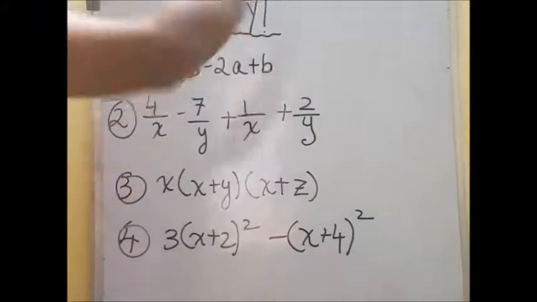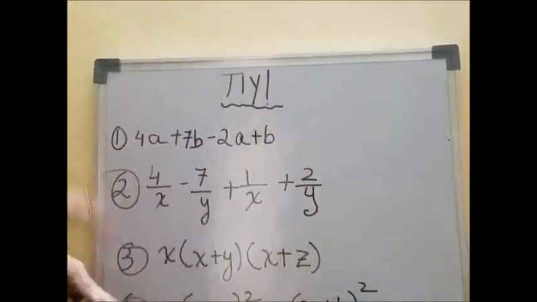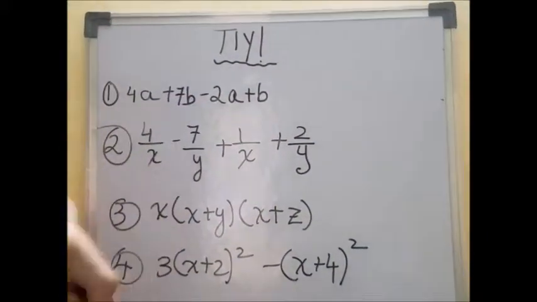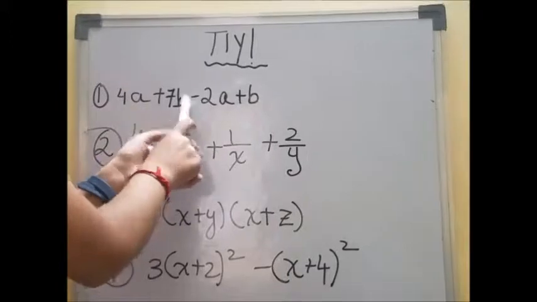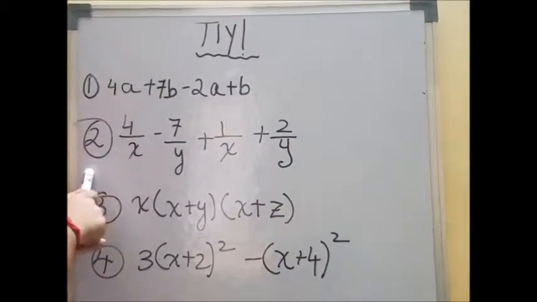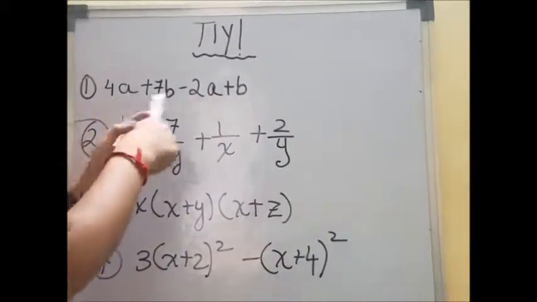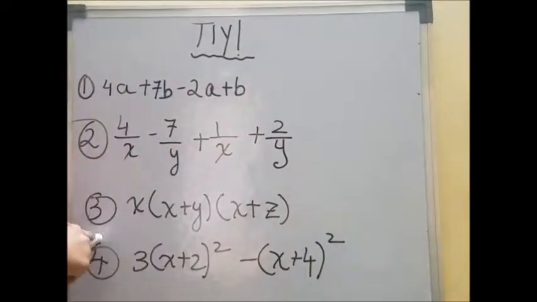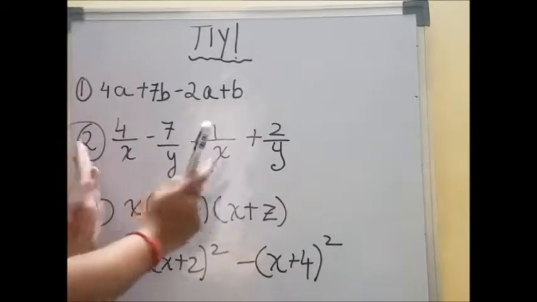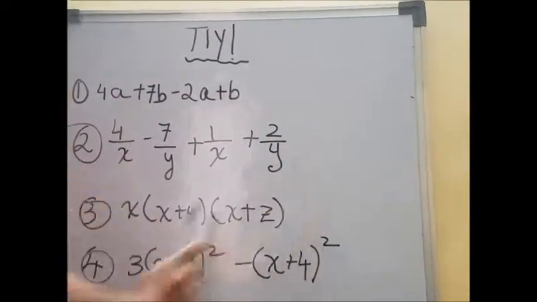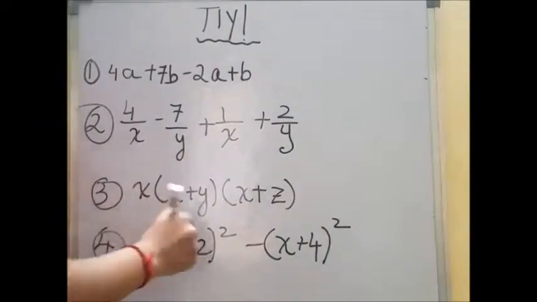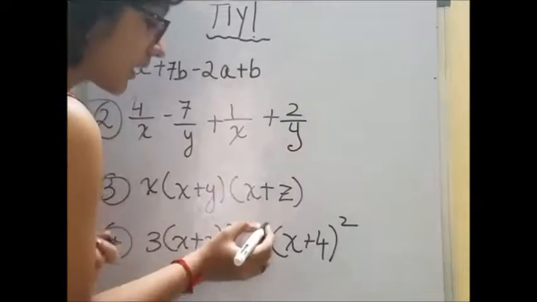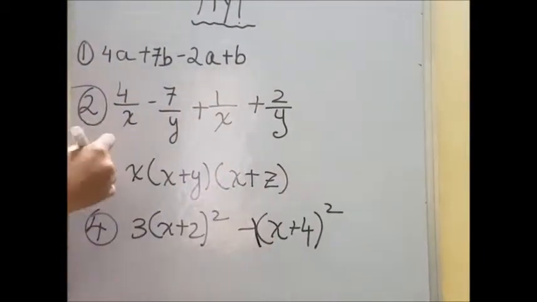So these are your DIY sums. The first question is starting off with an easy one. It's like a warm up. 4a plus 7b minus 2a plus b. Second question is 4 by x minus 7 by y plus 1 by x plus 2 by y. Number 3 is x brackets x plus y brackets x plus z. 4 is 3 bracket x plus 2 for the whole square minus x plus 4 the whole square. I'm going to give you a little hint. It's minus 1.